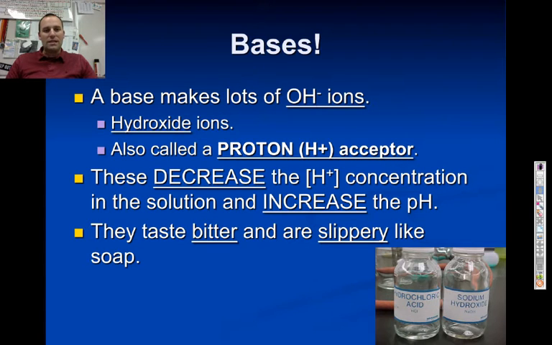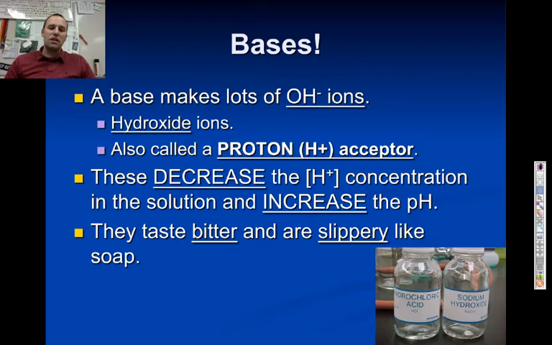So we talked about acids. Let's talk about bases. A base makes lots and lots and lots of hydroxide ions. So an acid makes H plus, a base makes OH minus. If you think about what do you get when you put those two together, H plus OH minus, water. Okay, that's why they're the opposites of each other. HOH is the same as H2O, which is water.